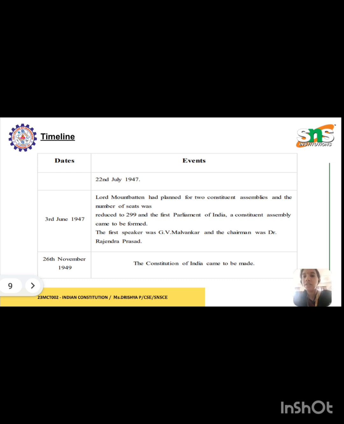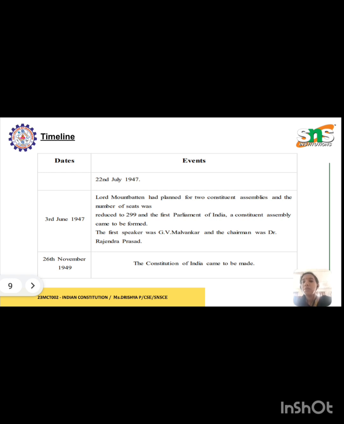Never forget that. Lord Mountbatten in British India had planned for two constituent assemblies, and the number of seats was reduced to 299 from 300 plus. It is reduced to 299, and the first Parliament of India included 299 members. Then the Constituent Assembly came forward with 299 members, and the first speaker is G.V. Malvankar, and the chairman is our same first Indian president, Dr. Rajendra Prasad.